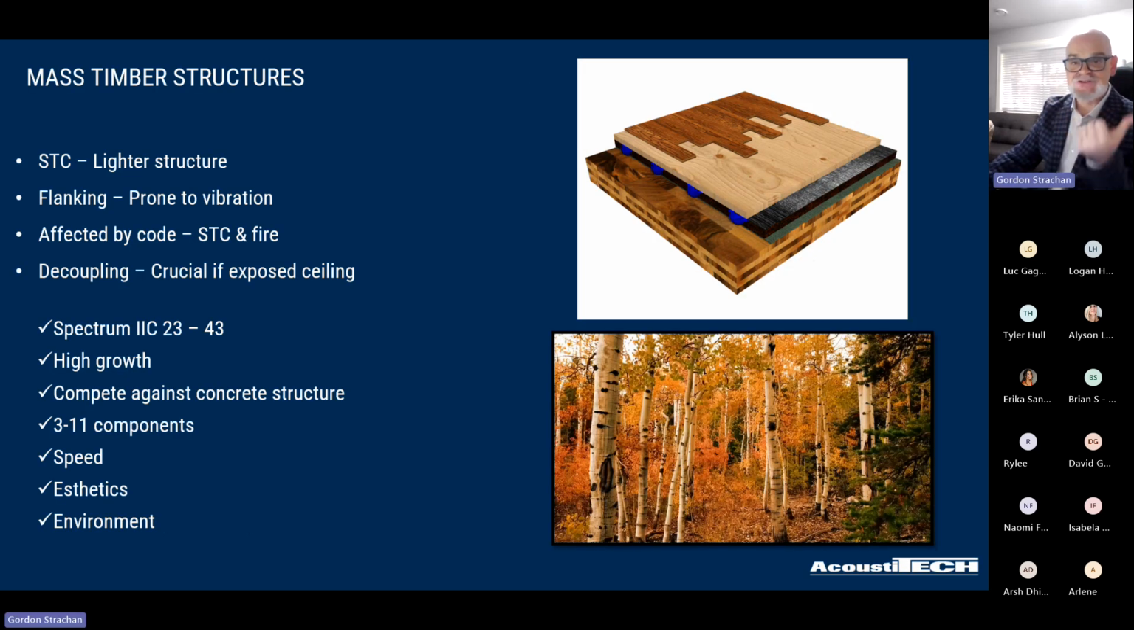So mass timber structures, we know it's a lighter structure, more prone to flanking because of vibration. We see lateral flanking being probably the biggest issue in mass timber structures. Affected by code, we have STC and fire ratings, especially once we get above 6 stories. Decoupling is big. Like I said, no exposed ceilings. Having exposed ceilings becomes a big issue there. Talked about the IIC, very high growth industry competing against concrete. It has quite a few components that need to get you there, like I said, to get to that high achieving acoustic numbers. Speed, aesthetics, environment, all reasons people are going to mass timber.